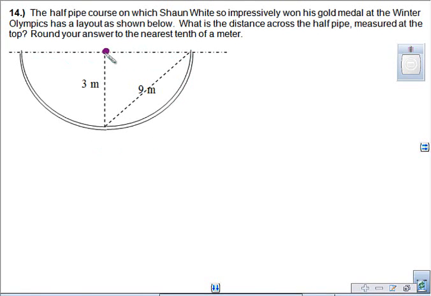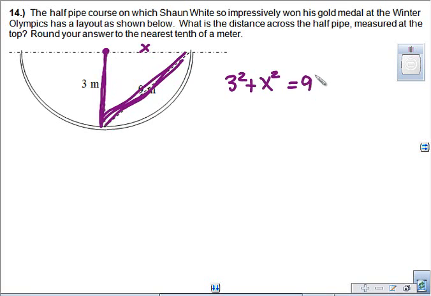Well, if this is the radius, and we don't know exactly that this is a half a circle, but this is the length of 3 meters, and they tell you that this is the length of 9 meters, we can find this by doing Pythagorean Theorem. So 3 squared plus x squared is 9 squared. Subtract the 9 over.